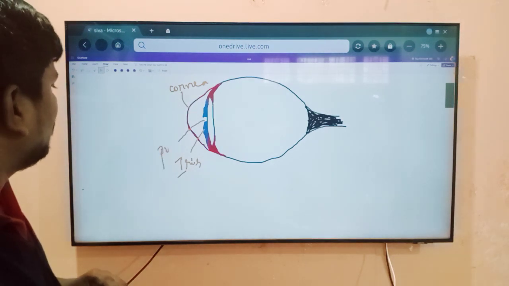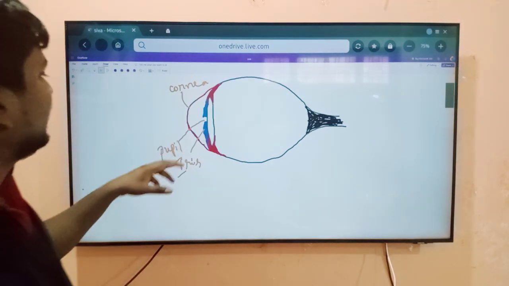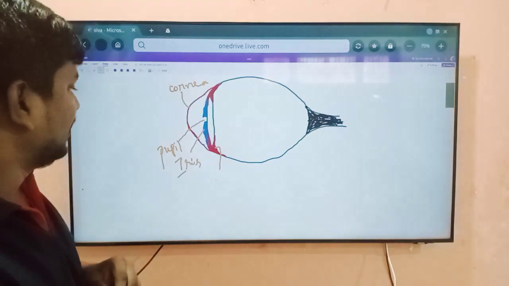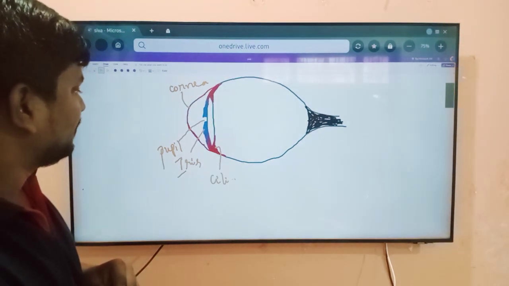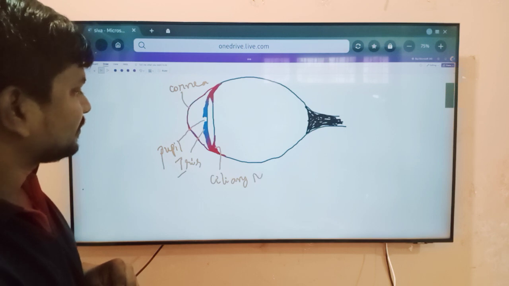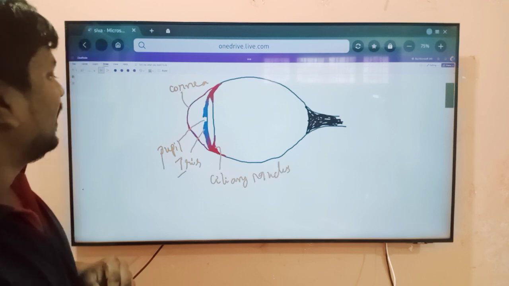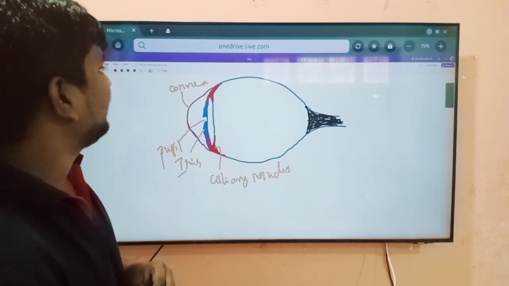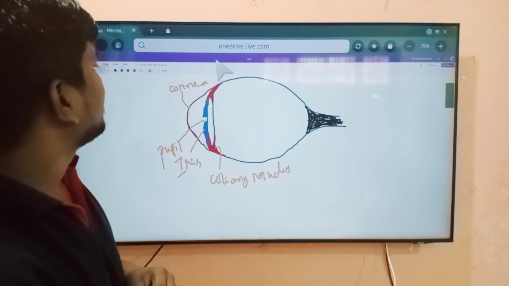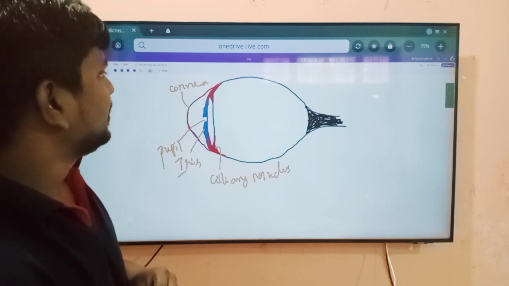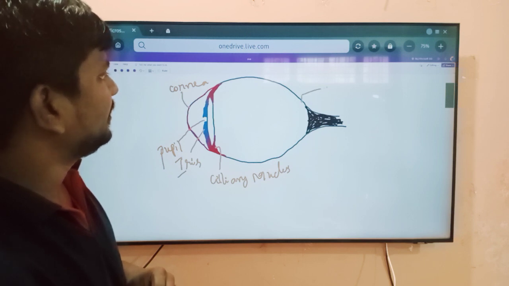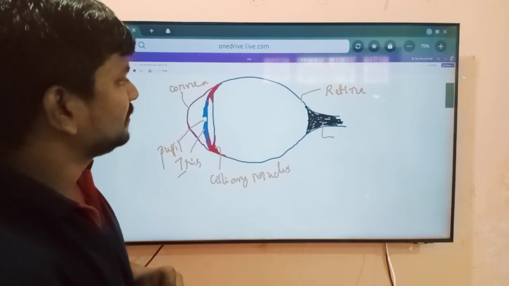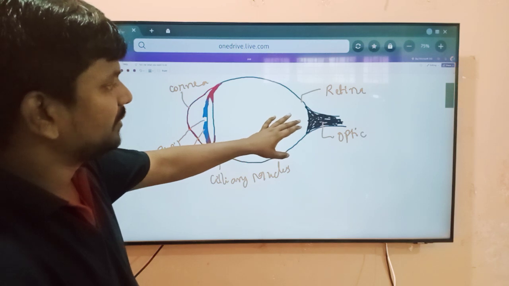P-U-P-I-L, pupil. Next you can consider the ciliary muscles. Ciliary muscles you can take. And here it is the retina. This is the retina. And this one will be the optic nerve. Optic nerve.